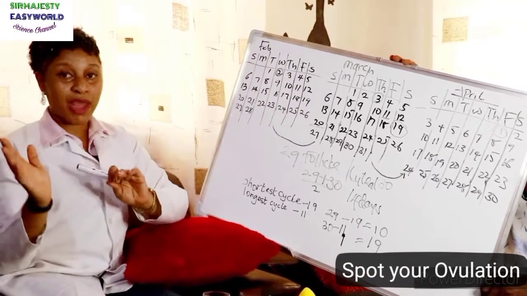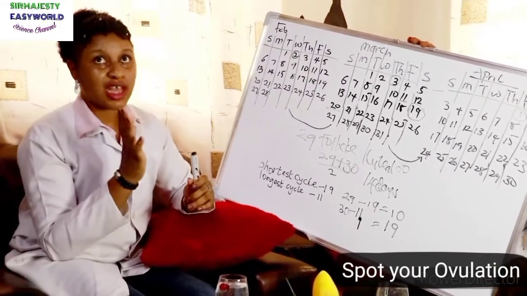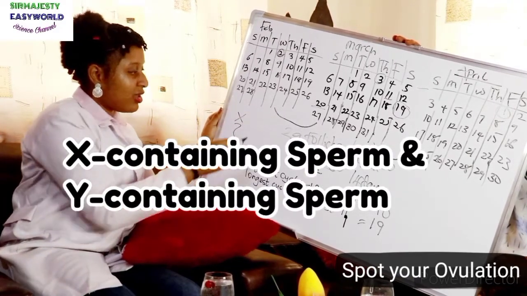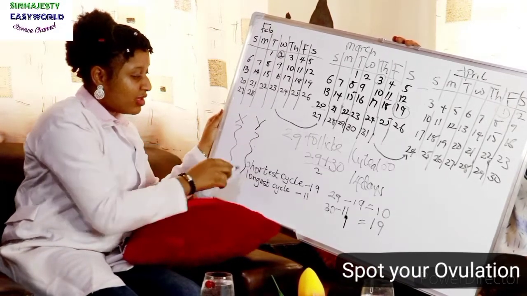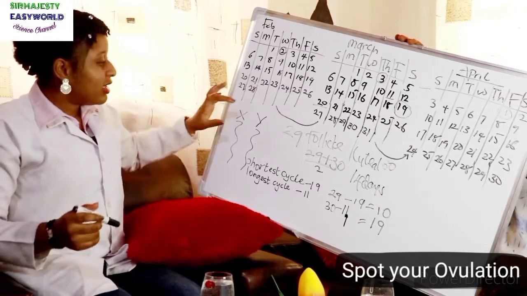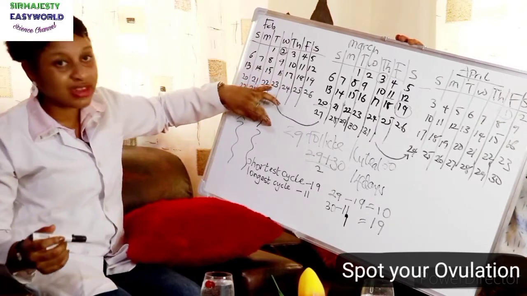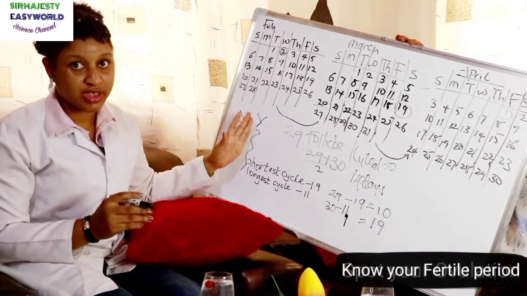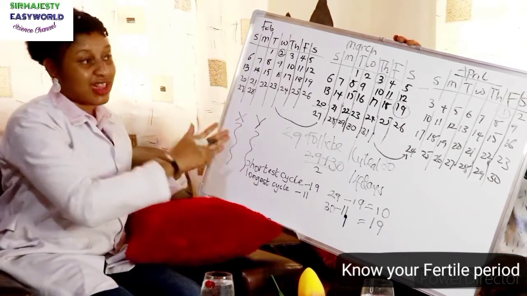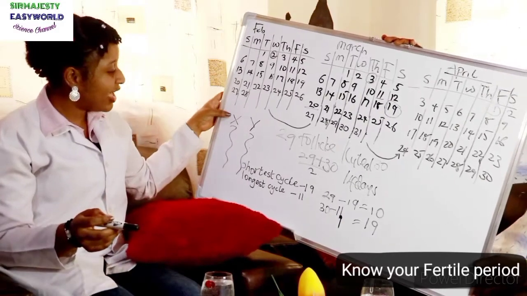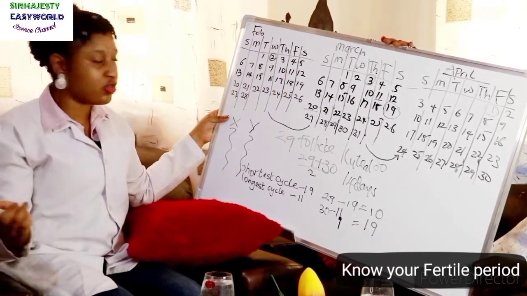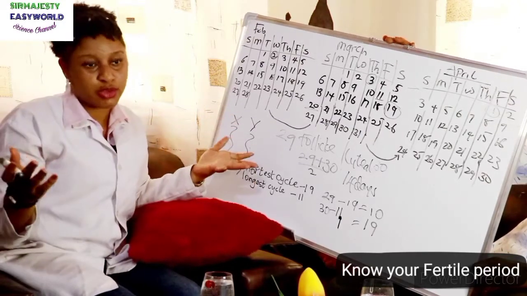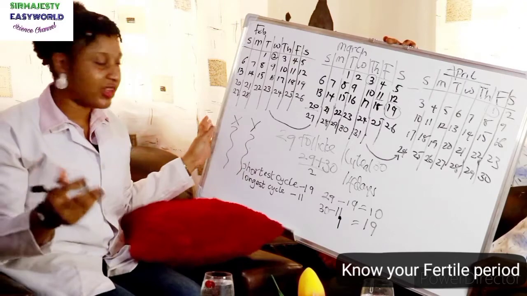Now the sperm also, there are two types. There are the X-containing sperm with the tail and the Y-containing sperm with the tail. The Y-containing sperm is what determines male children. When it fertilizes the egg, you have a male, while the X-containing sperm form the female children. Now these two sperms are the same as sperms, but in their capacity they are different.